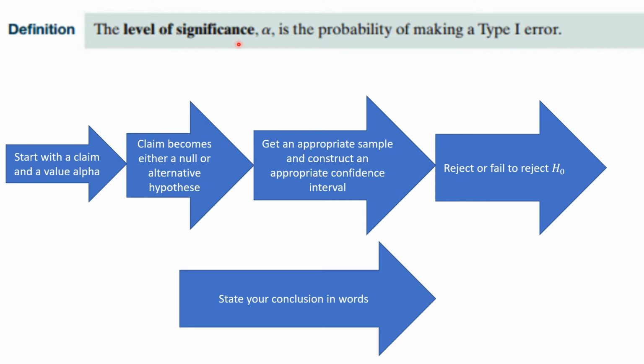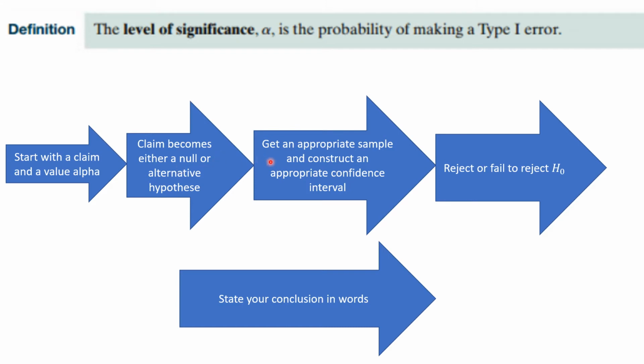And the level of significance alpha is the probability of making a type 1 error. And this often is evident in the statement of the problem. We choose what alpha is. So this is the process that we're going to use in this class to talk about hypothesis testing. So we start with a claim and a value of alpha. How often are we willing to be wrong? And what claim are we asserting? Now the claim will either become the null hypothesis or the alternative hypothesis, and then we can construct the other one. Remember that the null hypothesis always has a condition of equality in it.